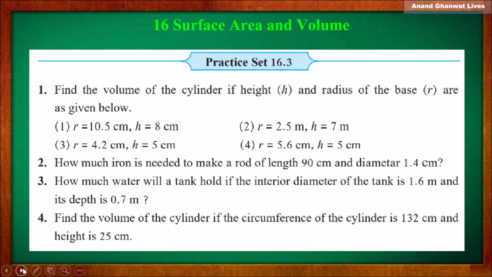Okay, now next, you have to solve practice set 16.3. In this practice set we are given 4 examples. You have to solve these examples and ask any difficulty to your subject teacher. Also you have to show this solved practice set to your subject teacher.